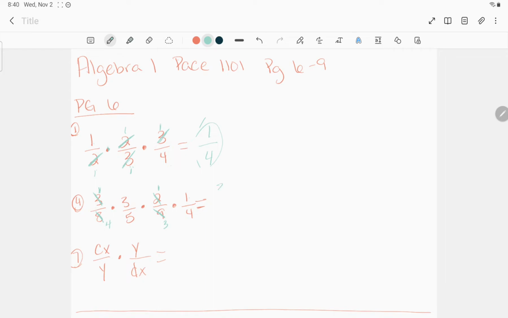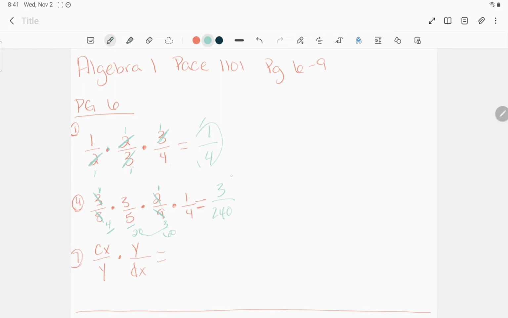So your numerator is going to be 3. And your denominator is going to be 4 times 5, which is 20. Okay, and then 20 times 3, which is going to give me 60. And then 60 times 4, which is going to give me, oh, not 120, 240. Okay, 4 times 0 is 0, and 4 times 6 is 24.